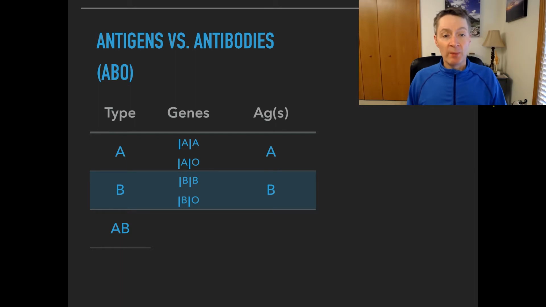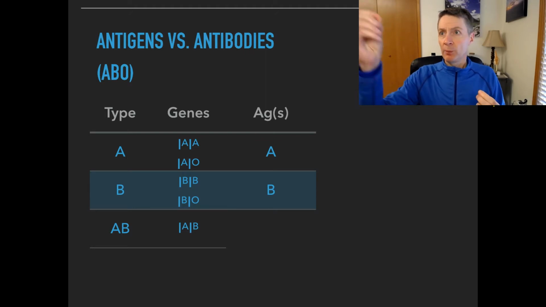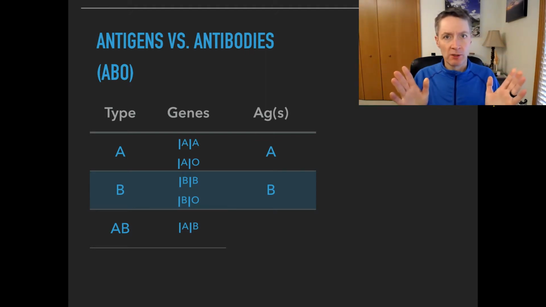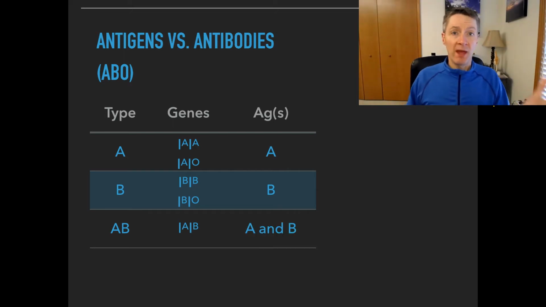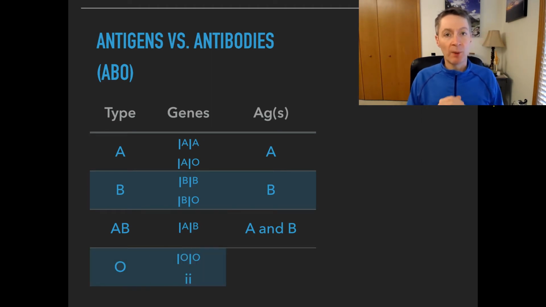If you're type AB, well, in this case, you will have had to inherit an A gene from one parent and a B gene from the other parent, doesn't matter which gave them to you, and you would have both A and B antigens on your cells. Finally, if you are type O, this would be a recessive gene, okay? Sometimes because it is recessive, you will see lowercase i's used for this instead.